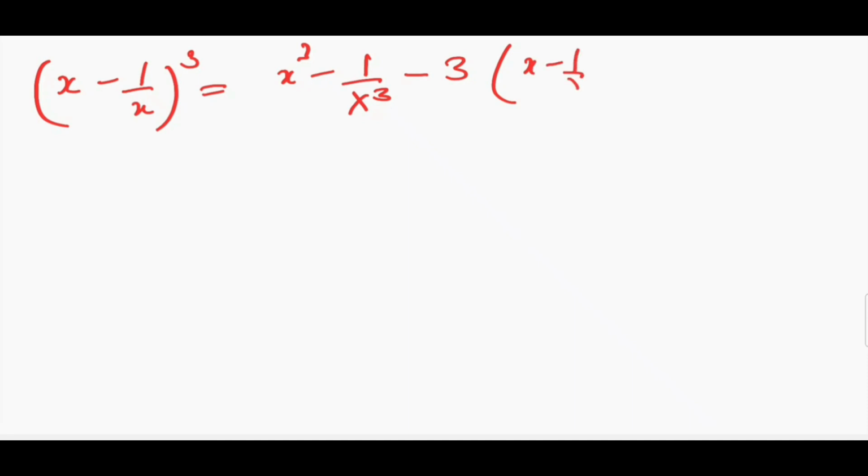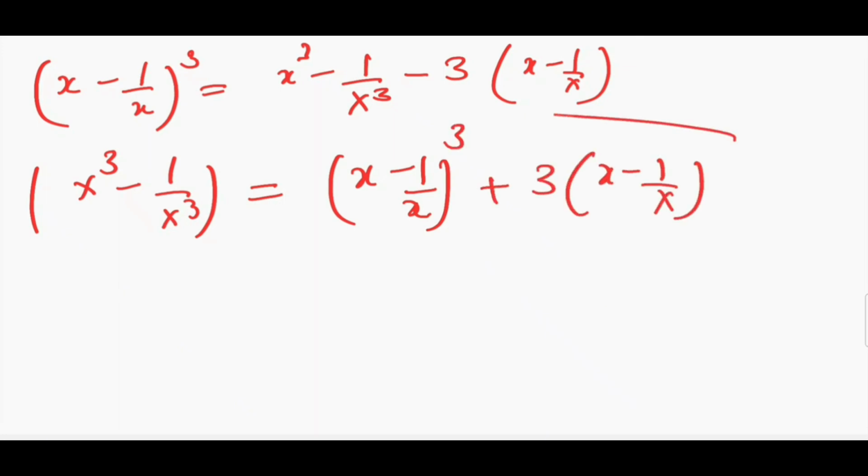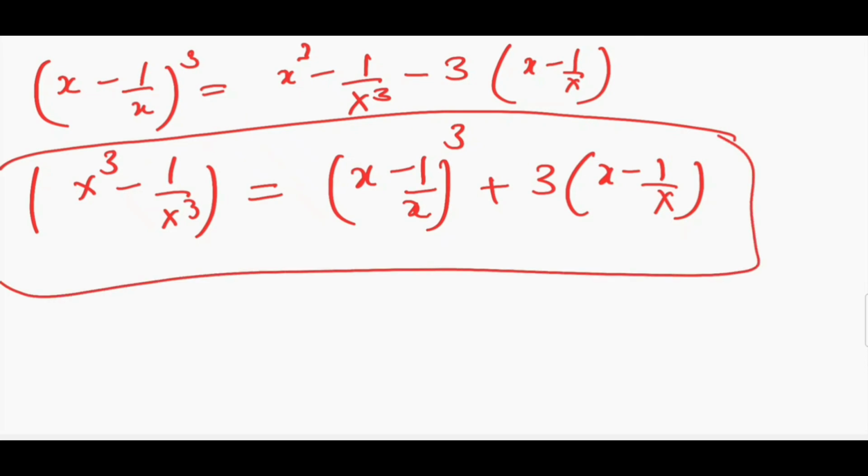If we take (x - 1/x)^3, then it will become x^3 - 1/x^3 - 3(x - 1/x). So from here we'll get that x^3 - 1/x^3 = (x - 1/x)^3 + 3(x - 1/x). Remember this formula also.